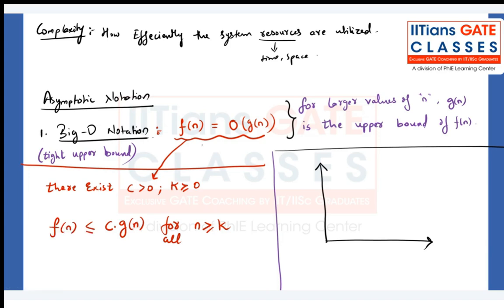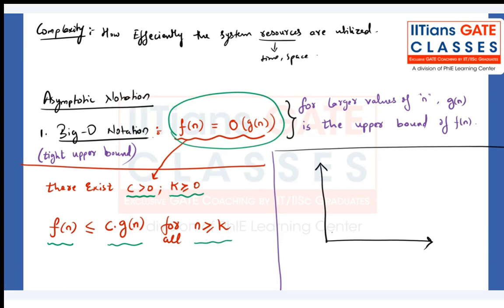This notation, f of n is O of g of n, says that there exist two constants, c and k, such that f of n is less than or equal to some constant multiplied by g of n for all values of n greater than or equal to k.